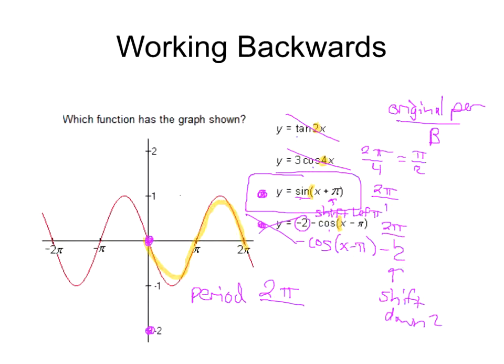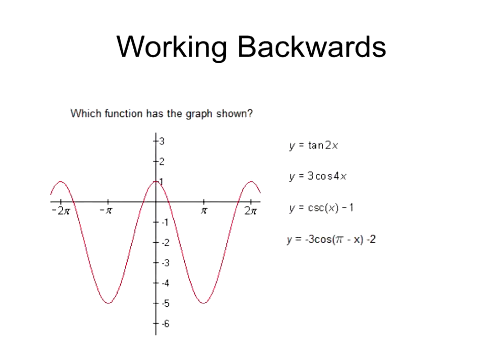If you are unsure, you can always graph all 4 of them and check them out. But I want you to know that I didn't have to graph any of them to find the correct answer. I could use the period. I could use that it crossed at 0, 0. I could use all kinds of key information. So let's try that again on the next example. So here's another one for working backwards.